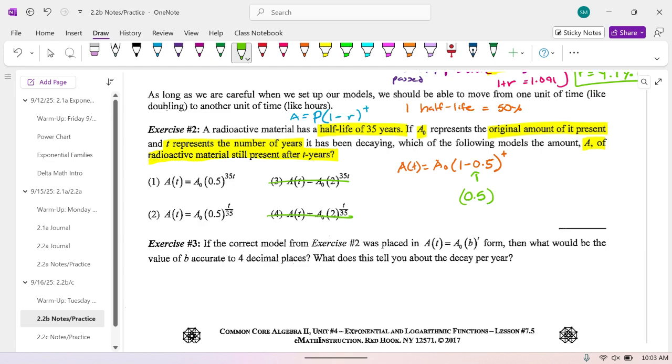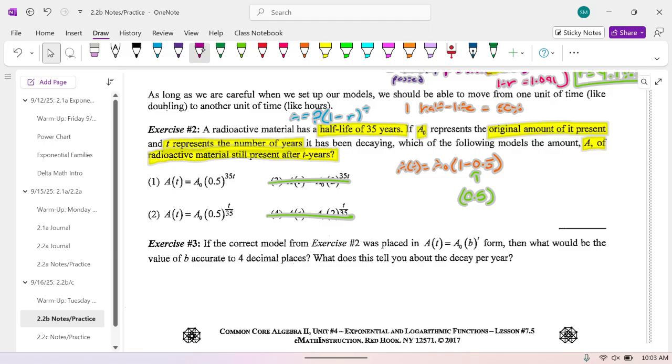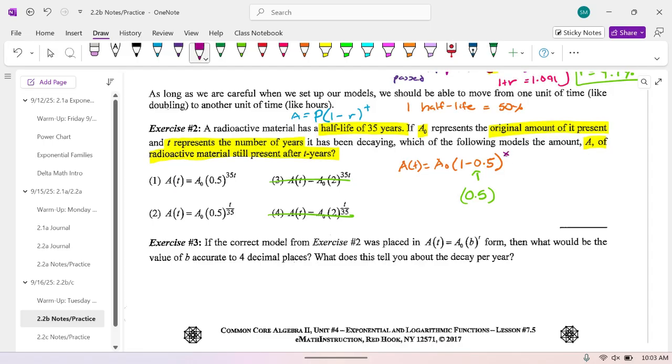Now, let's say, for example, instead of t, I'm going to write x. Let's say x equals the time for one half-life, so 35 years. If I want to know how many years passed in terms of t, so t represents the number of years that has passed. All right, but the half-life takes 35 years.